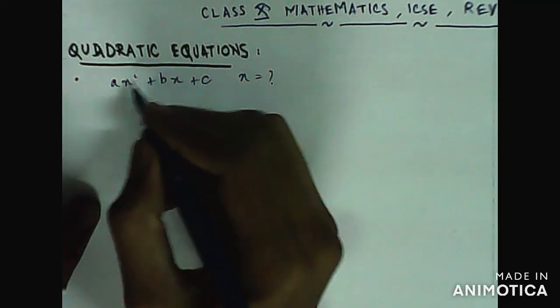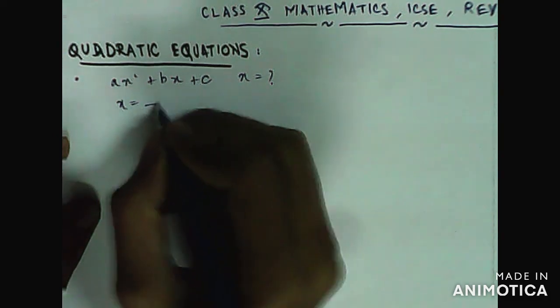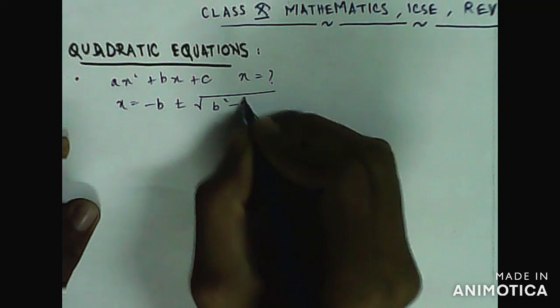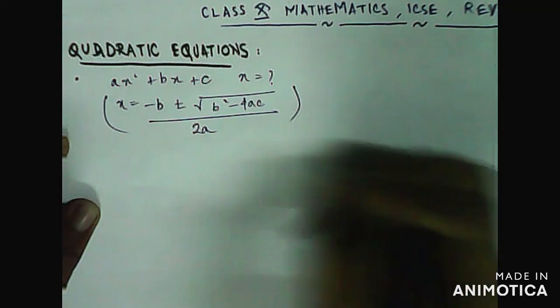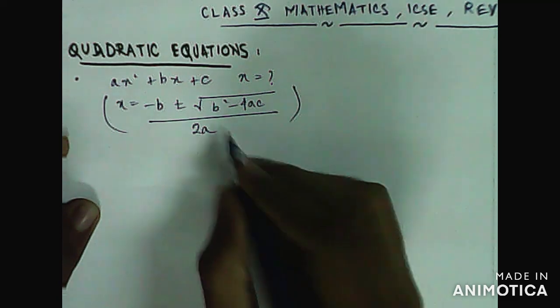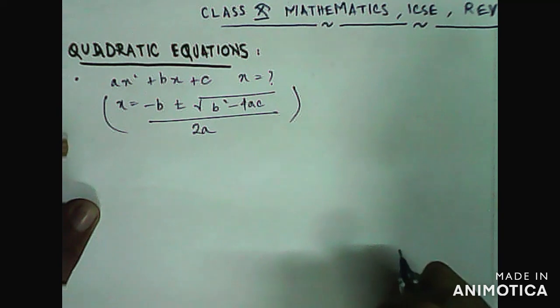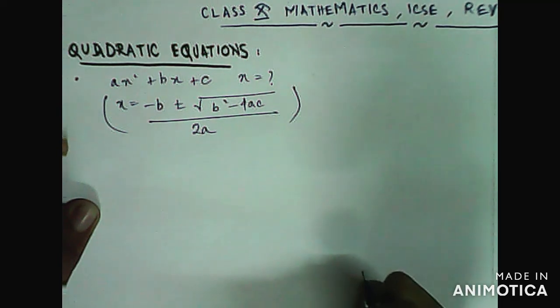Now since it is a quadratic equation, it will have two roots, and the formula is x is equal to minus b plus minus under root of b square minus 4ac by 2a, right? This is the Sridhar-Acharya formula, where b square minus 4ac is the discriminant. This is the general formula through which you can find the value of x in any quadratic equation.